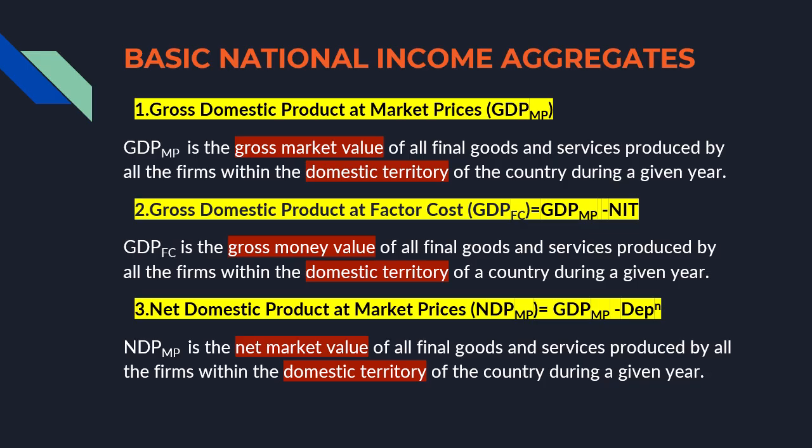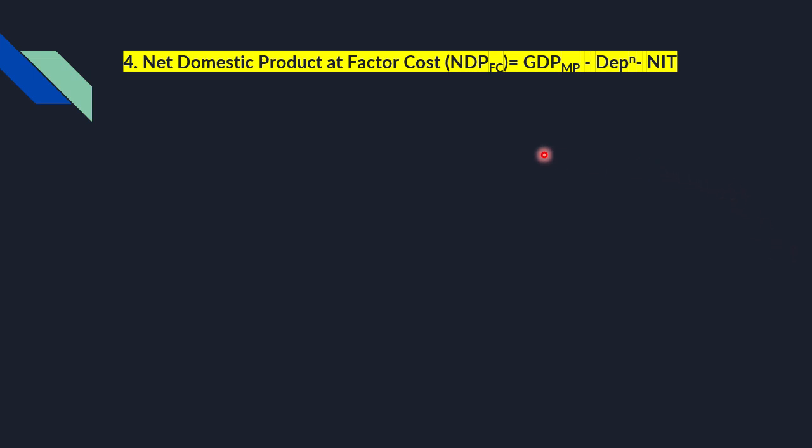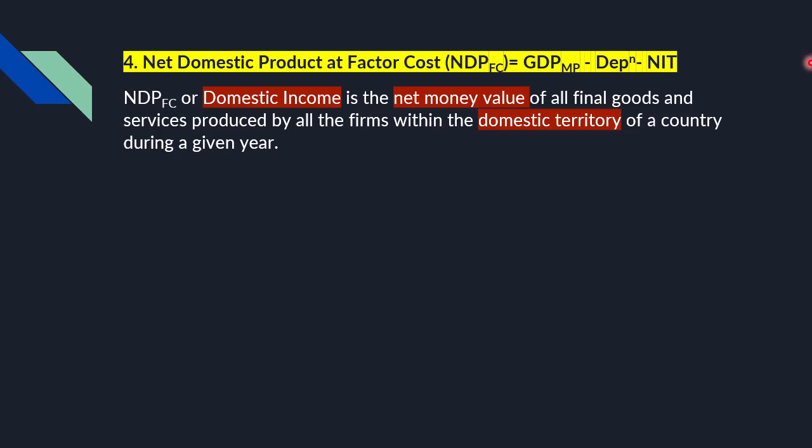सिमिलरली द नेक्स्ट इज NDP-FC. GDP-MP से NDP-FC कैसे मिलेगा. फर्स्ट ऑफ ऑल हम ग्रॉस से नेट पे जा रहे हैं सो यू विल सब्ट्रैक्ट डेप्रिसिएशन एंड द नेक्स्ट चेंजेस फ्रॉम MP to FC. So you will subtract NIT also, net indirect taxes. So NDP-FC is the aggregate for domestic income. Whenever you are asked to calculate domestic income in the numerical, that means they are asking you to calculate NDP-FC. It can be defined as net money value of all goods and services produced by all the firms within the domestic territory of a country during a given year. तो ये चार aggregates थे which are related to domestic.